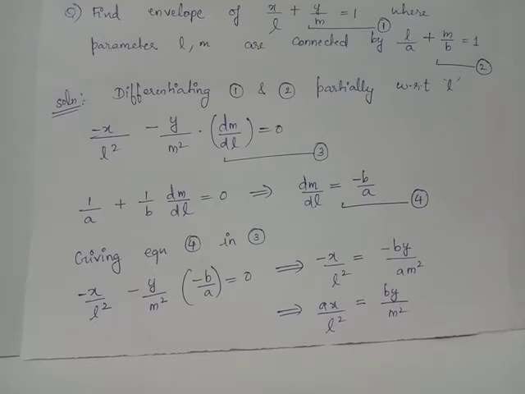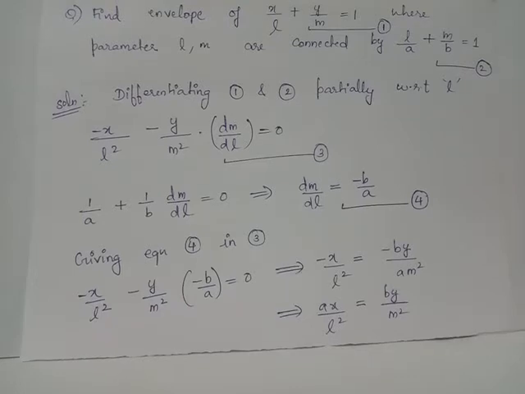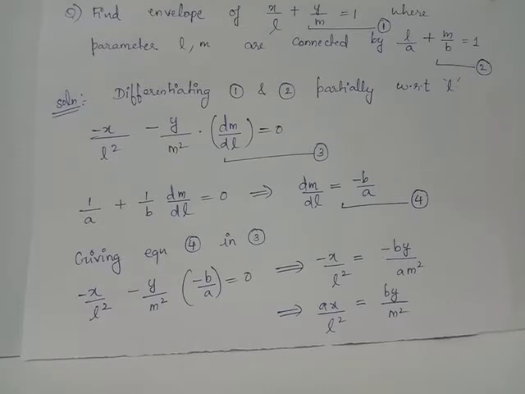When you differentiate equation 1 and equation 2 partially with respect to parameter l, carrying out partial derivative of equation 1 with respect to l, we will get minus x by l square minus y by m square multiplied by dm by dl equals 0. During the partial differentiation process, we will be considering x and y as constants, but from equation 2 it's clear that l depends on m or m depends on l. Hence, when you take partial derivative of the second term y by m with respect to l, we will get this term.